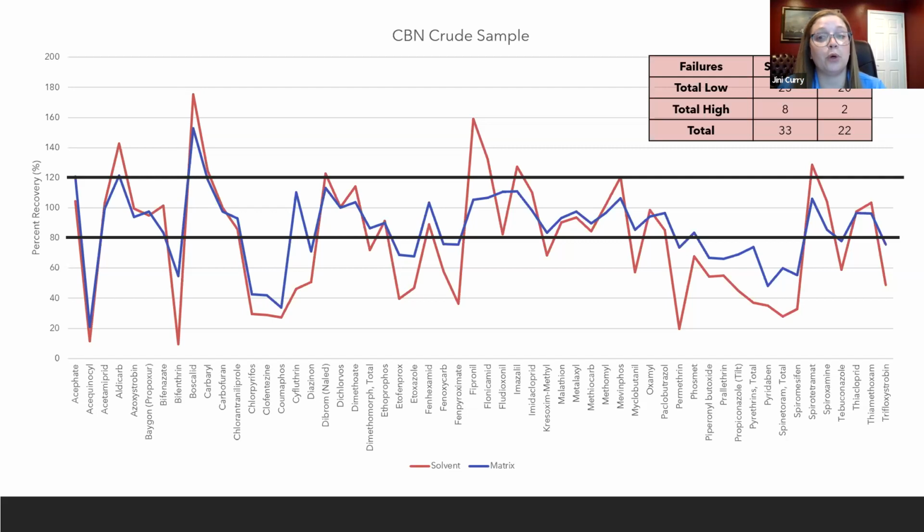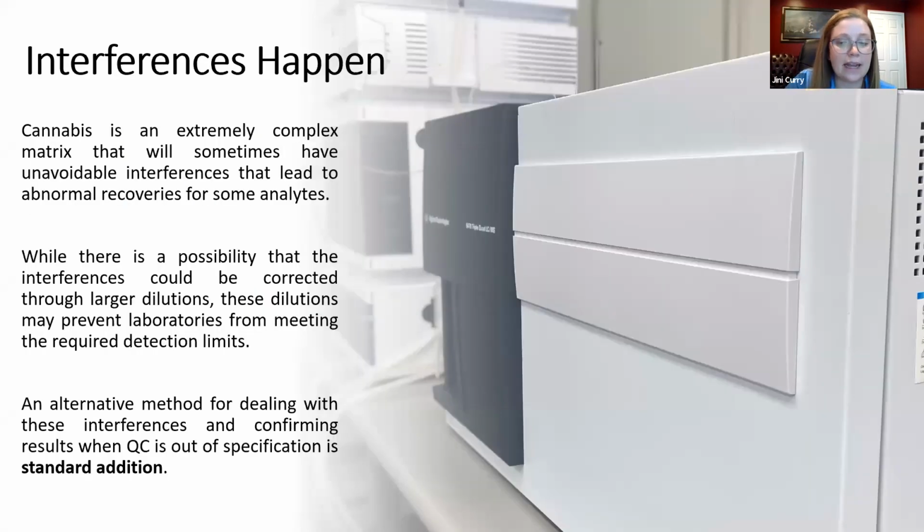And so in this sample, we can see clearly something is going on. Luckily, we didn't have to run the sample for pesticides. We actually just used it for this study. But I wanted to be able to show people just how much matrix can impact it, especially when you're not quite sure what matrix is in something. So with that, interferences happen. It's just the reality of things.